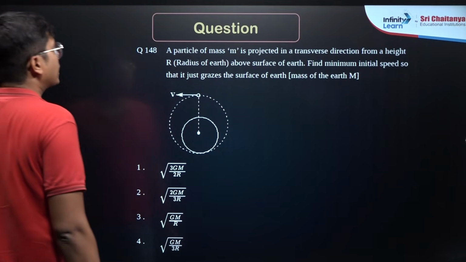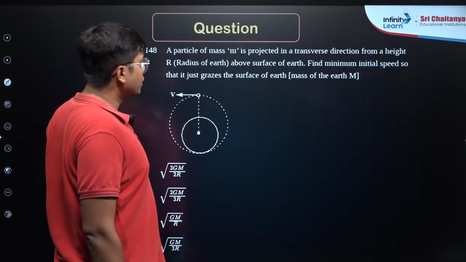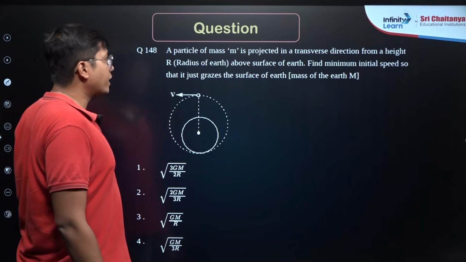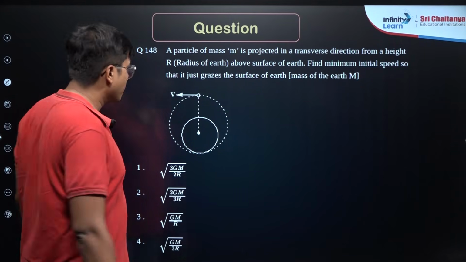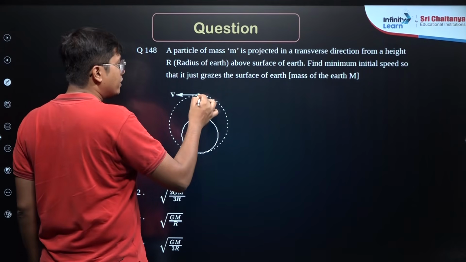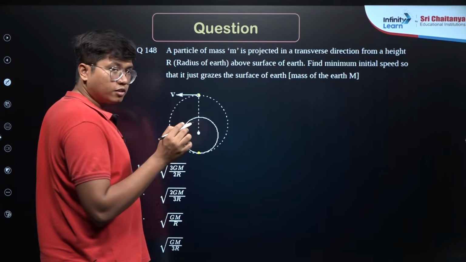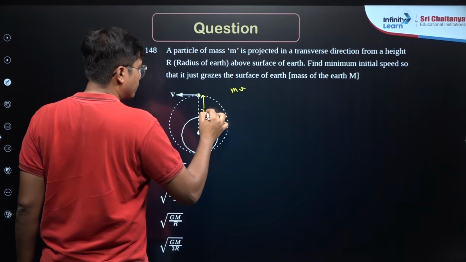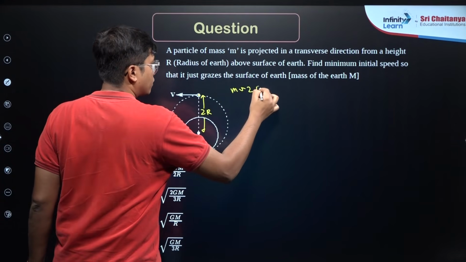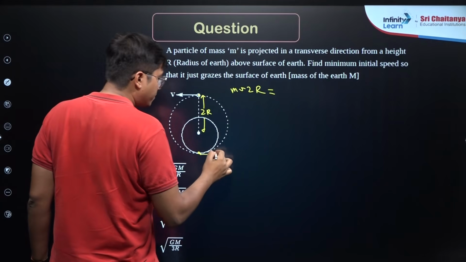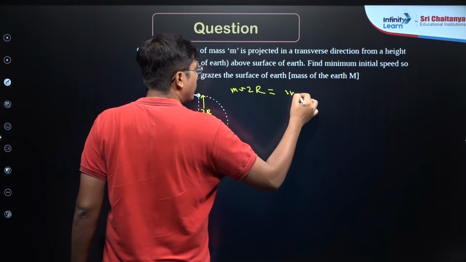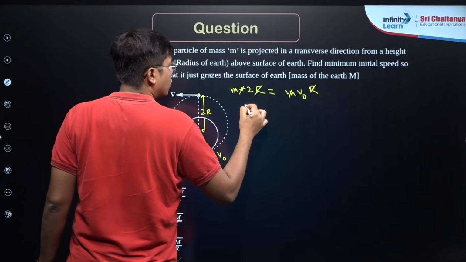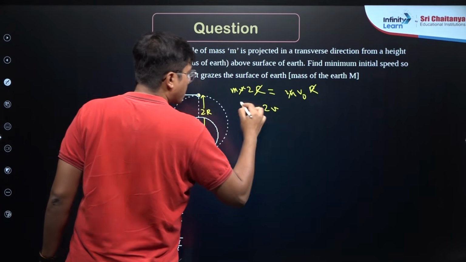Next one, a particle of mass m is projected in a transverse direction from a height r above the surface of the earth. Find the minimum speed so that it just grazes the surface over here. First thing you do is apply conservation of angular momentum between this point and this point. Over here it is m into v into 2r, that is equal to, over here if it has a speed of say v0, m v0 into r. This cancels out, so v0 becomes equal to 2v.